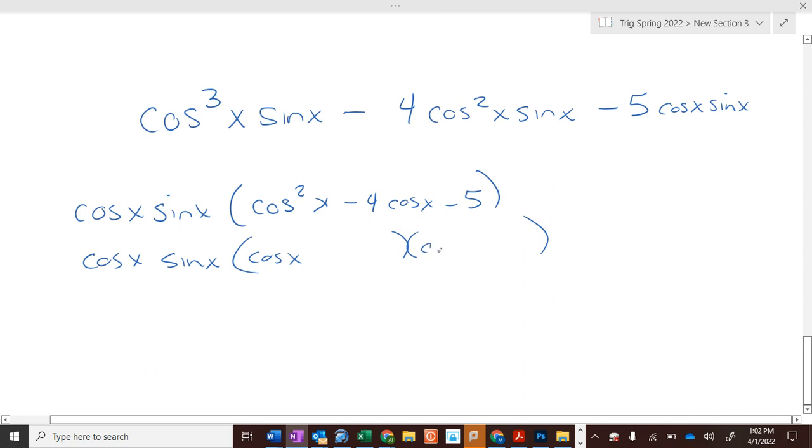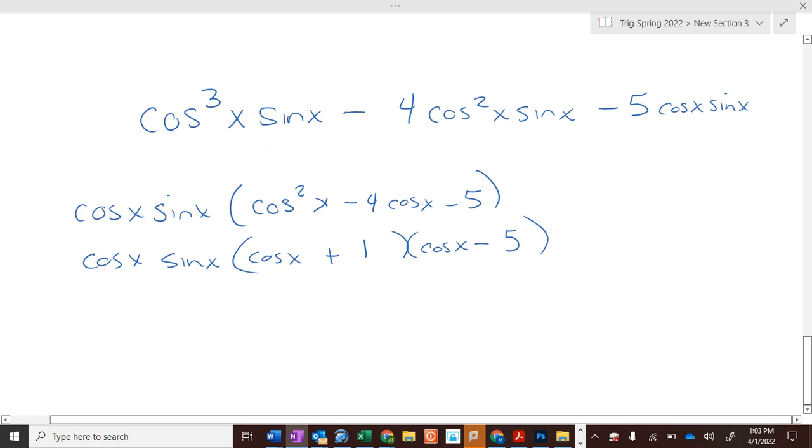Cosine of x plus minus. We're looking for factors of -5 that add up to -4. 1 and -5. Okay, taking out the greatest common factor.